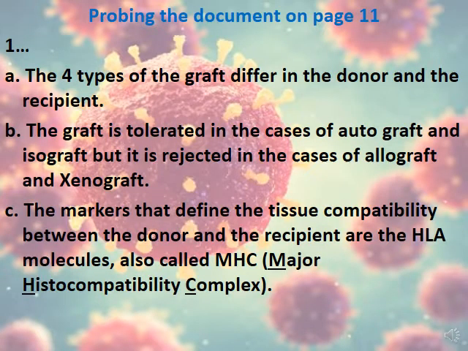Move to the answers. How do the different types of graft differ? The 4 types of graft differ in the donor and the recipient. The graft is tolerated in the case of autograft and isograft, but it is rejected in the case of allograft and xenograft. The markers that define the tissue compatibility between the donor and the recipient are called the HLA, also called MHC, major histocompatibility complex.